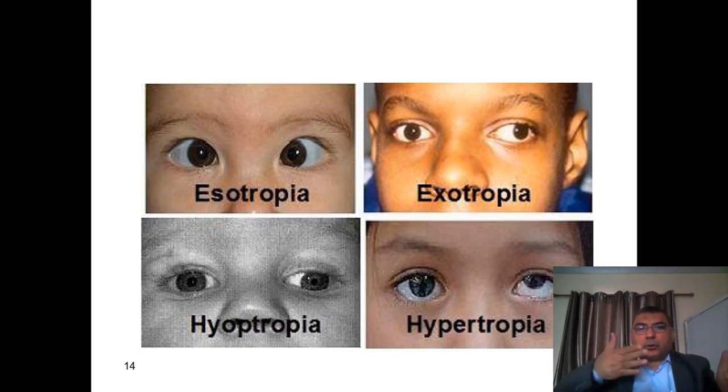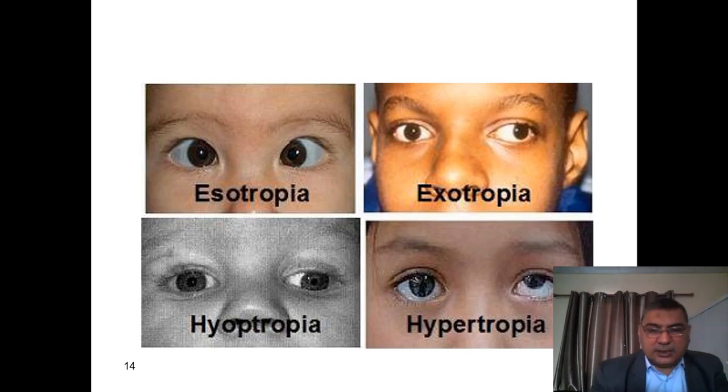The types we said: esotropia, where the eye deviates toward the nose, as in the left eye in this child. How do we know that this eye is deviating? We have something called the corneal light reflex. Normally, this corneal light reflex is in the center of the pupil in both eyes. Here, it is not in the center of the pupil. It is shifted to the temporal side, which means that the left eye is deviating inwards.